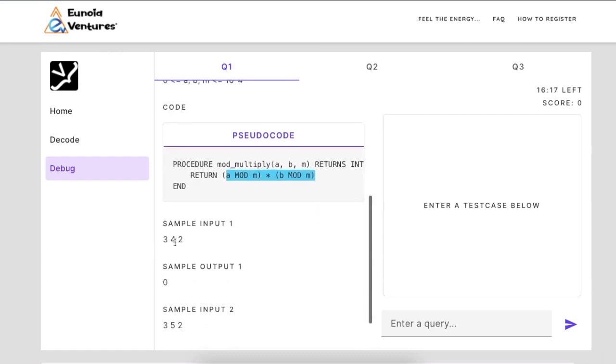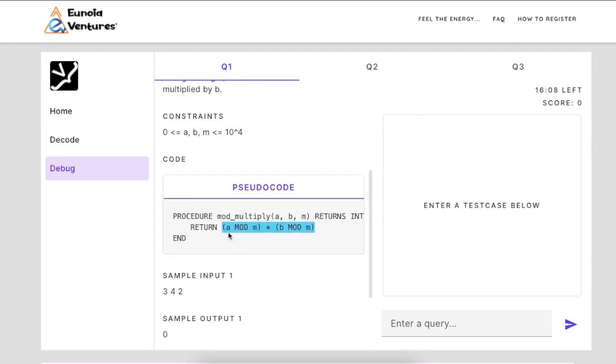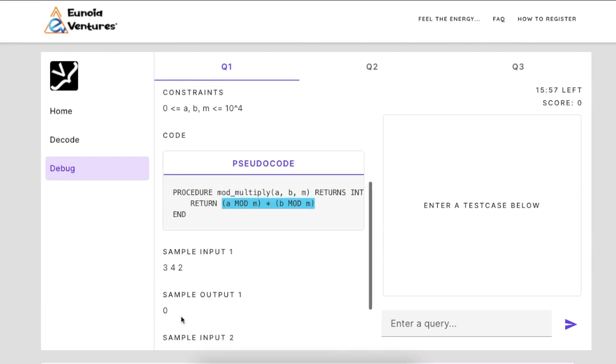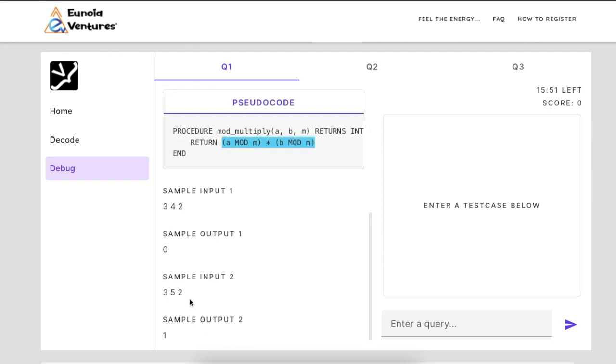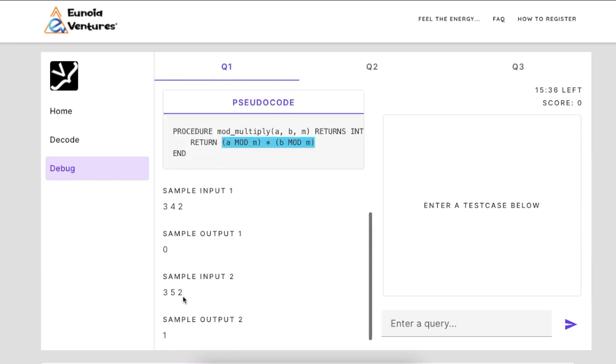So if we test these inputs in this expression, we'll see that it still gets the same answer, but let's test them anyway. So a mod m, so here this is a, this is b, this is m. 3 mod 2 is 1, and you're multiplying that by 4 mod 2, which is 0. So 1 times 0 is 0. So it gets us 0 in a different method, but it's still the same answer. As for 3, 5, and 2, you're doing 3 divided by 2 with a remainder of 1 times 5 divided by 2, which is a remainder of 1 as well. So that's 1 times 1, which is 1. So once again, that is a different method from just doing 3 times 5 mod 2, but it yields the same answer.